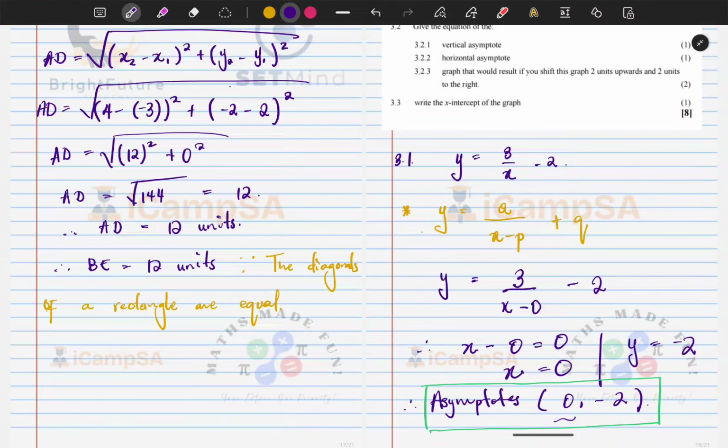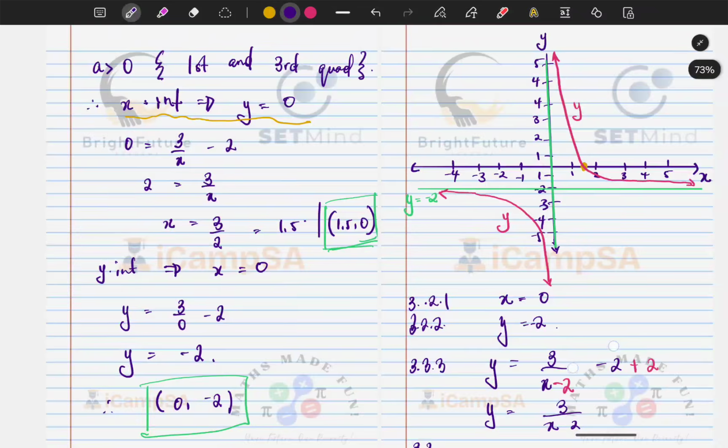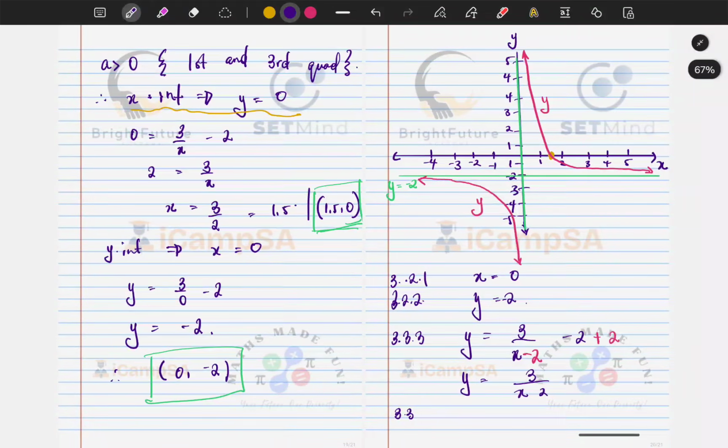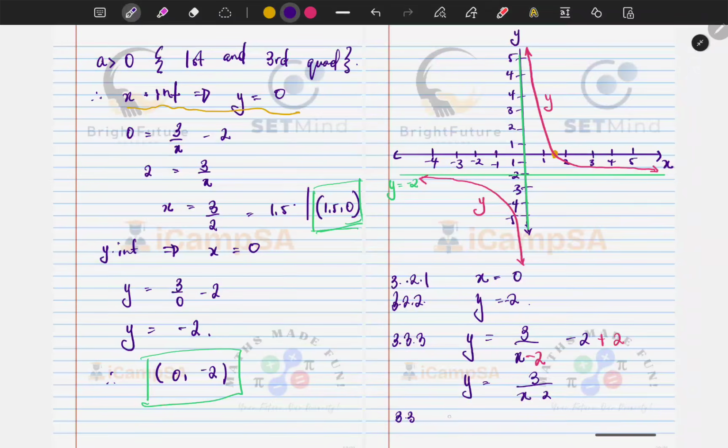Let me see. So they want the x-intercept of the graph. So we have the x-intercept of the graph, which is 1.5 and 0. Apologies for that. So it's going to be your 1.5 and 0. That's going to be your x-int.